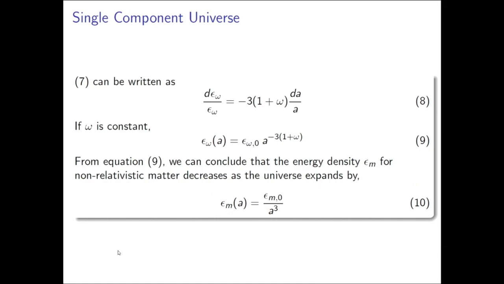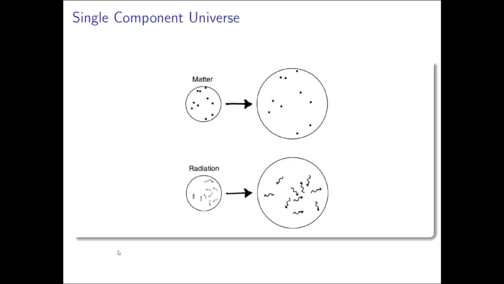So for non-relativistic matter, for which omega is 0, if we substitute in equation number 9, we get equation number 10. So what we can say is the energy density for the non-relativistic matter decreases by a factor of 1 by a cube as time increases, or as the universe expands. This is a representation of how, as time progresses, the energy density of relativistic and non-relativistic matter decreases as the particles go apart from each other as the universe expands.